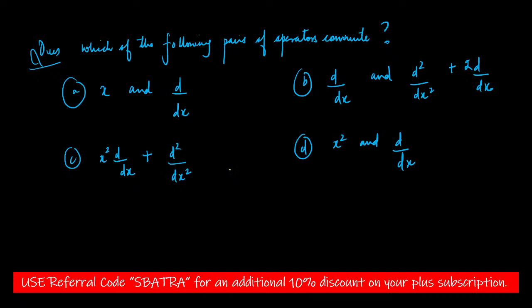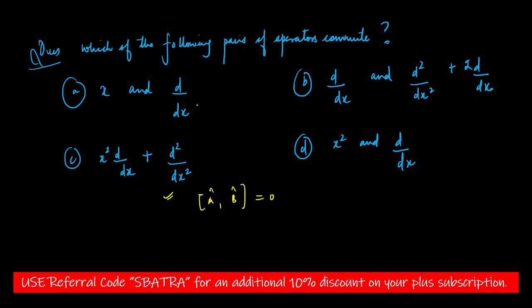Alright, so most of you are going with option B. So let's find out, okay? What we have to find out is which of the following pairs of operators commute, okay? So basically, for operator A and operator B, the commutator value should be 0, okay? Then only these operators will commute, okay? So let's go with the first option.